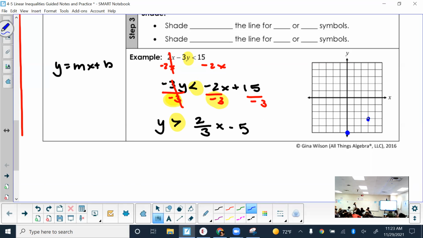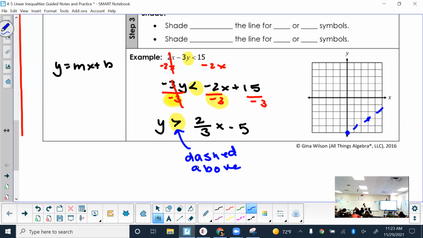And how do I know whether it's a solid line or a dashed line? Because it's no equal to. Good. So you look at the symbol, since there's no line underneath, no equal to, is it solid or dashed? Dashed. And put your dashed line to connect the dots. And since it's y greater than, is it shaded above or below?